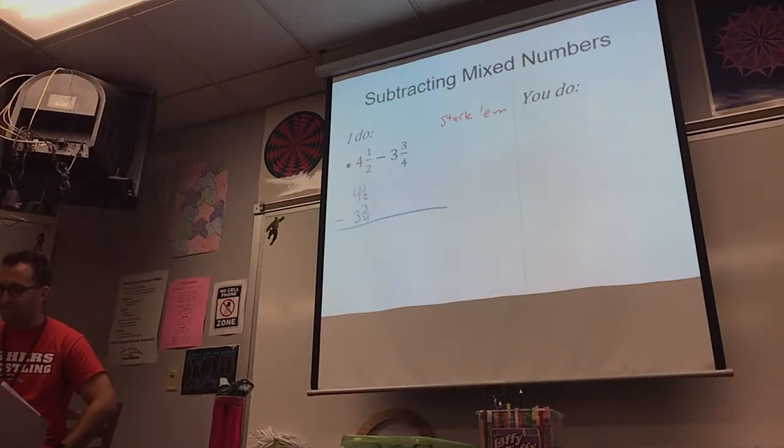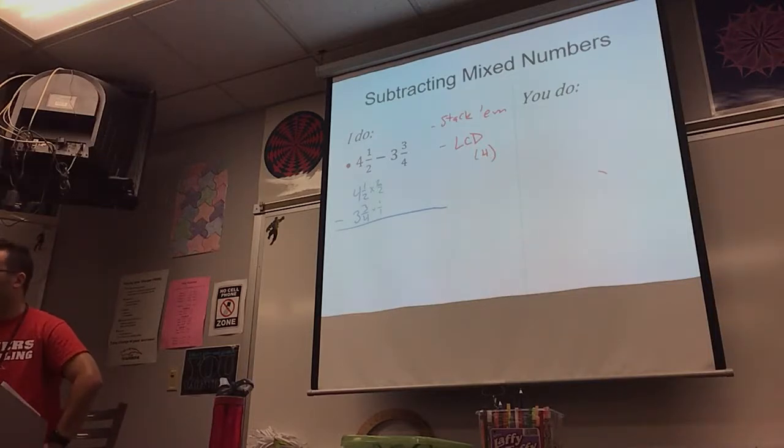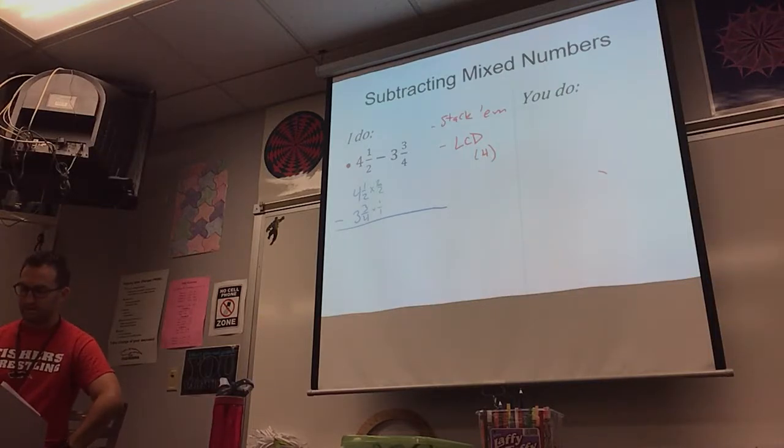Once you've done that, now we need to find the LCD, right? Stack and find the LCD. LCD for this one, it's not 8, it's 4. Okay? So when I do this, to get this to be 4, I go 2/2, and then I don't need to do anything for the other one, 1/1. But I don't have to write 1/1. I can, but I don't have to. So now that equals 4 and 2/4 minus 3 and 3/4.